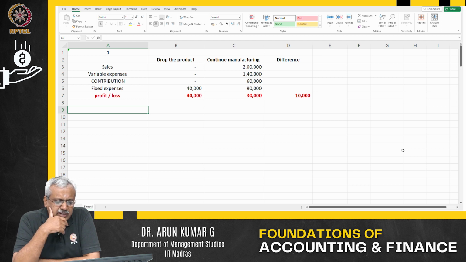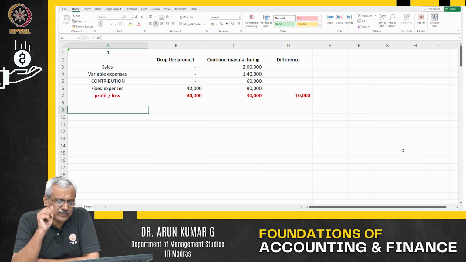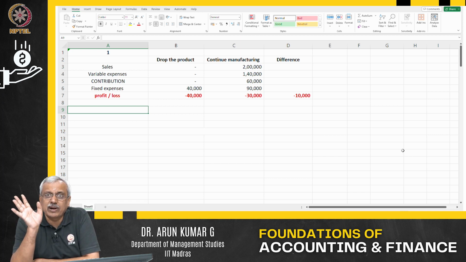the contribution from continuing to manufacture the product will cover some part of the inevitable fixed cost. Please note, I am using the beautiful word called inevitable fixed cost. Inevitable fixed cost is 40,000. The contribution of 60,000 covers some part of the inevitable fixed cost. So what happens? My loss is only 30,000 if I manufacture, and my loss increases if I do not manufacture, because I am not getting any contribution to cover the inevitable fixed cost out there. So the decision is, I will continue to manufacture this particular product.